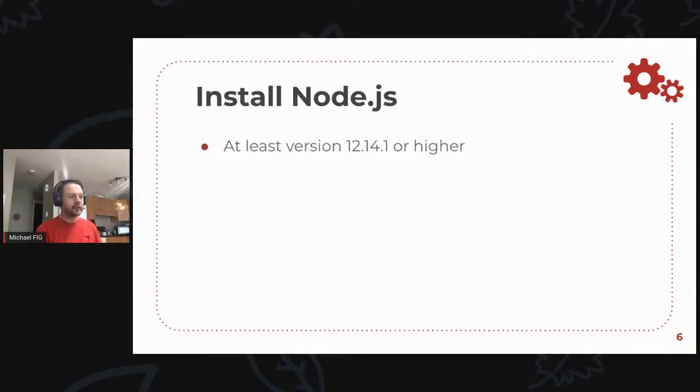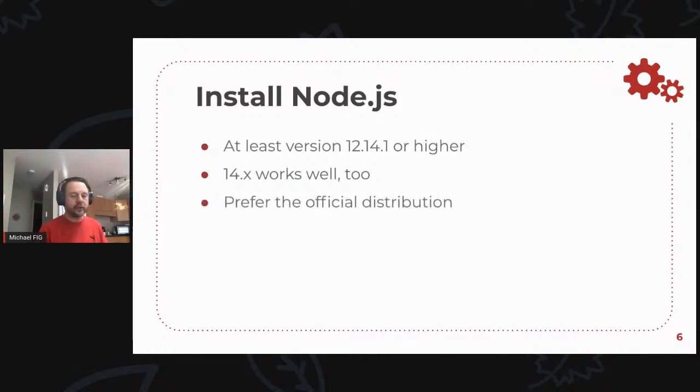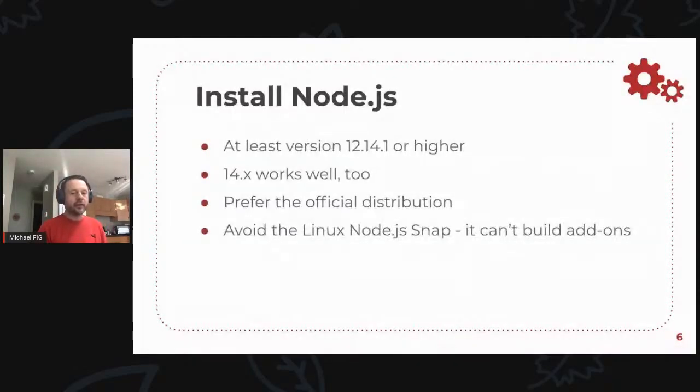So with Node.js, we want to start with version 12.14.1 or higher, and 14.x also works well. 13 doesn't for us. It won't work with the test suites we use. Also, you should use the official distribution if you can. The one you install from the nodejs.org website is the one that works best for your platform in general. If you don't want to install it that way, that's okay. So the one trick with the Linux side is you don't want to install the Node.js snap because it can't build add-ons, which we currently rely on.